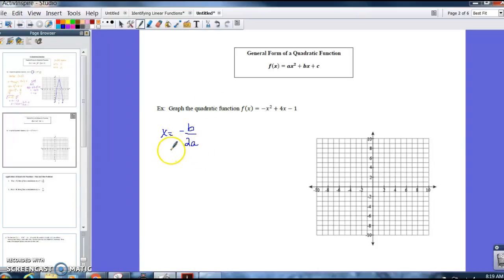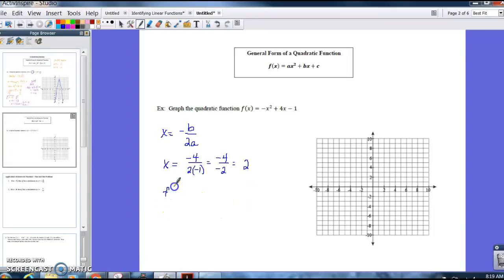So to find the vertex, we have to do negative b over 2a. Whether it's a maximum or a minimum, whether it opens up or down, it doesn't matter. We're still starting off by finding negative b over 2a. So in this case, I have negative 4 over 2 times negative 1. So it would be negative 4 over negative 2, and so x is equal to 2.